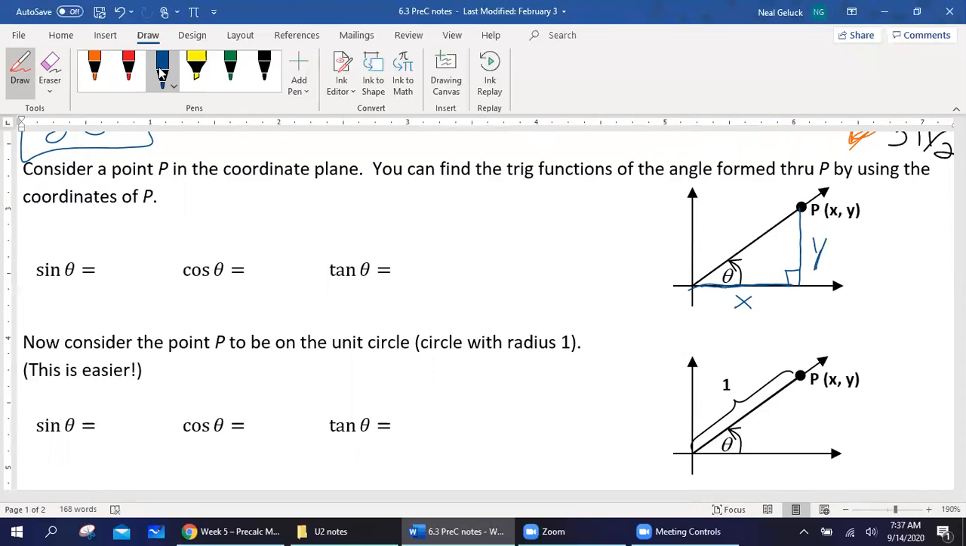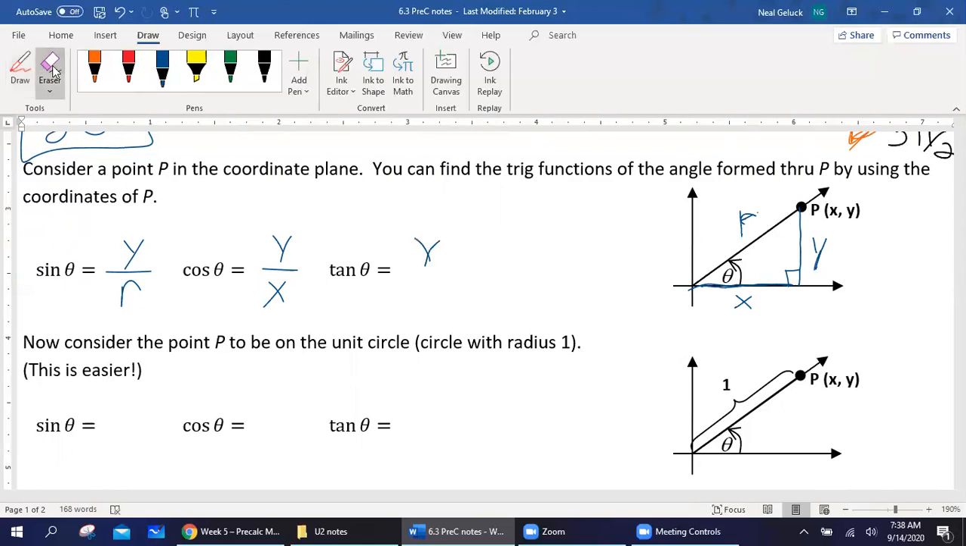The hypotenuse, I'm going to call r for radius because I'm building this idea of unit circle. So the sine from the angle theta, sine is opposite over hypotenuse. So this would be y over r. The cosine is adjacent over hypotenuse. That's y over x. The tangent is opposite over adjacent.